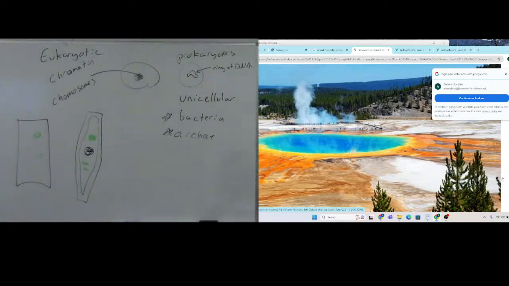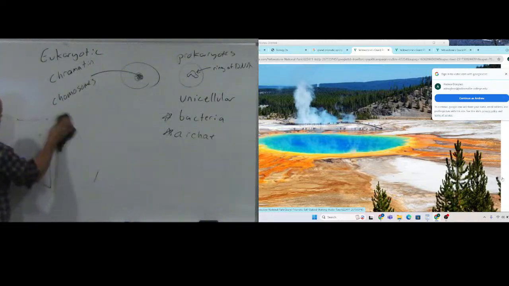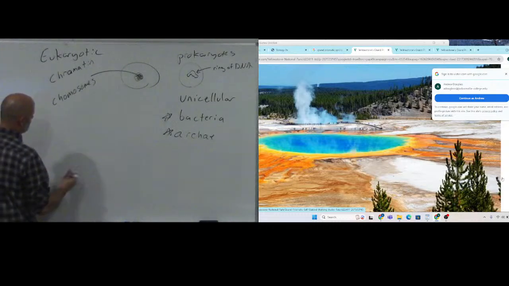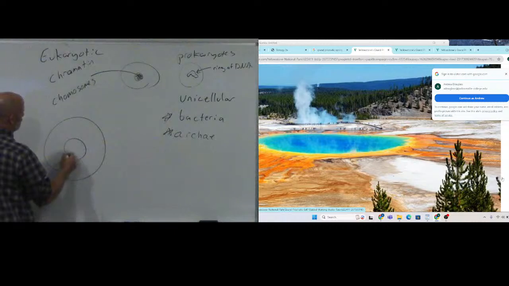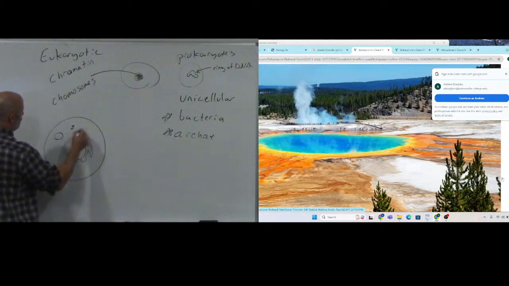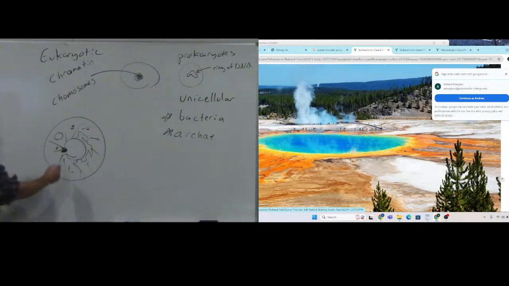Yeah, hundreds of thousands of genes. Okay? And then, let's see. If I drew this, what's that? What kind of cell is that? Huh? It's an animal cell. It's definitely eukaryotic. I can see my nucleus. I don't see any cell wall.